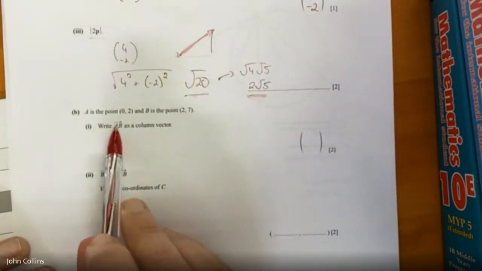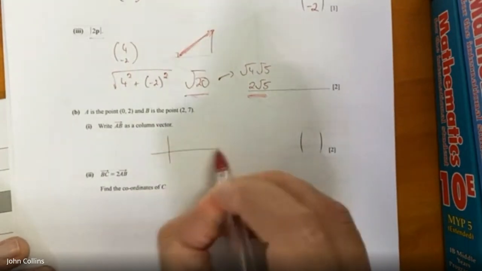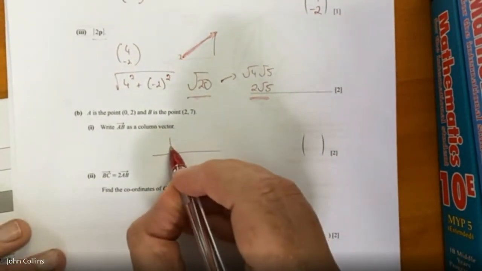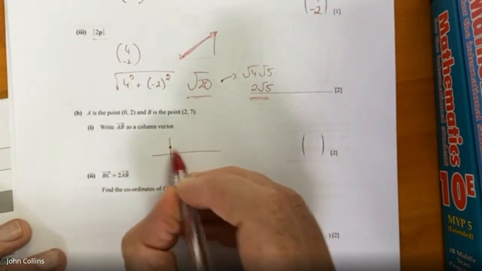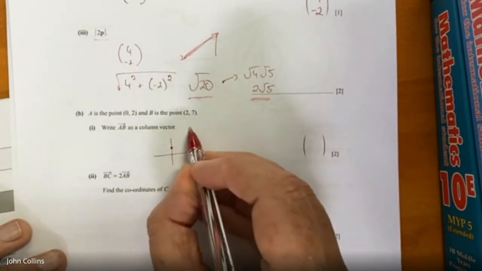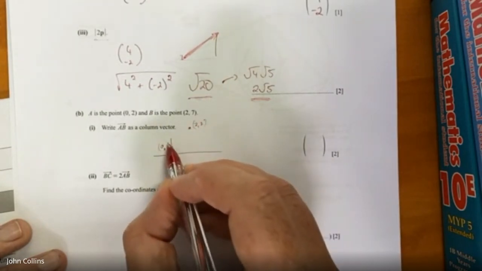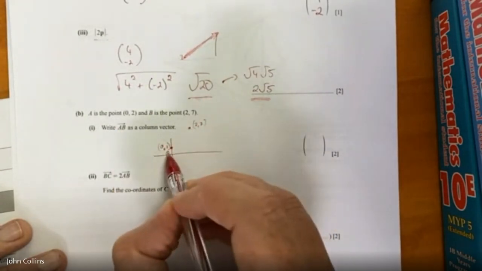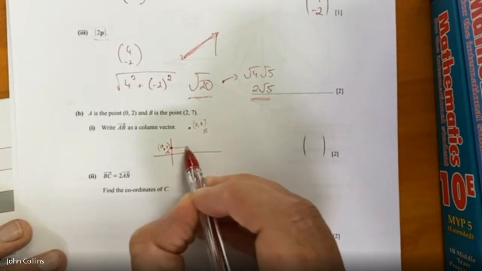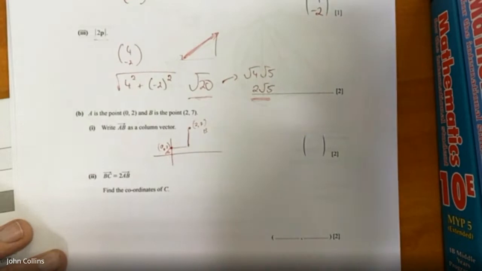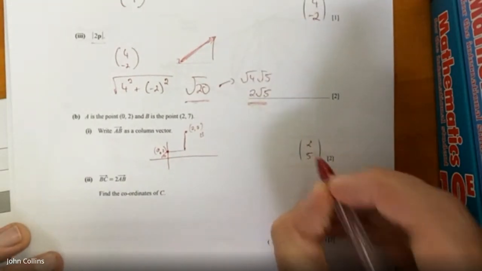All right. Okay. So A and B are points. You can plot them out if you want to do that. That might be a good idea if you're not entirely sure. 0, 2 is here somewhere. 0 on X, 2 on Y. 2, 7 is up here somewhere. That's 2, 7. 0, 2. How do you get from A to B? This is A, this is B. I need to go 2 to the right and 5 up.